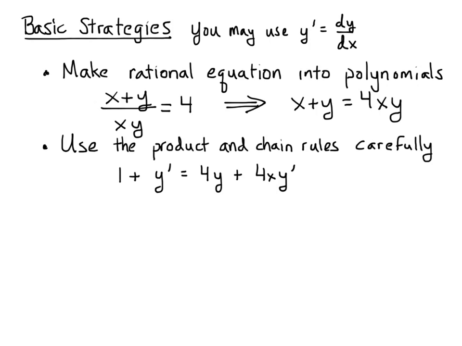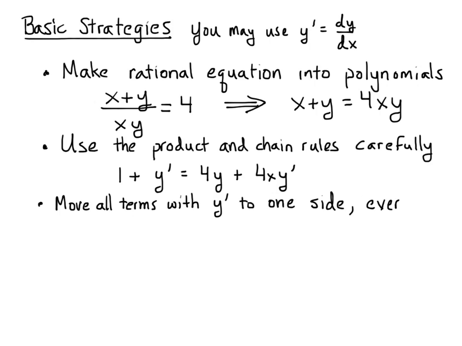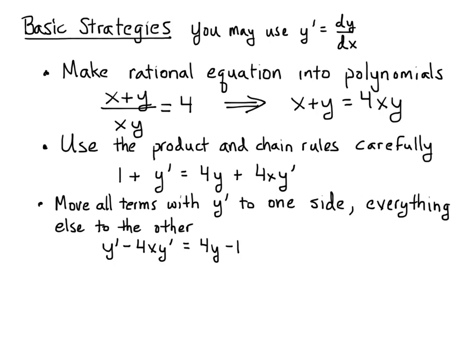Okay, now we need to solve for y prime. So what we do with y prime is that we move everything that involves a y prime to one side, everything else to the other. So I'm going to do that here. I'm going to say y prime minus 4xy. I'm going to move this one over to this side, and I'm going to keep this over here, and I'm going to move my 1 to the other side. Okay, so I've just swapped those two terms, and this is what I have. Everything on the left has a y prime in it. And so that's what you want to do.